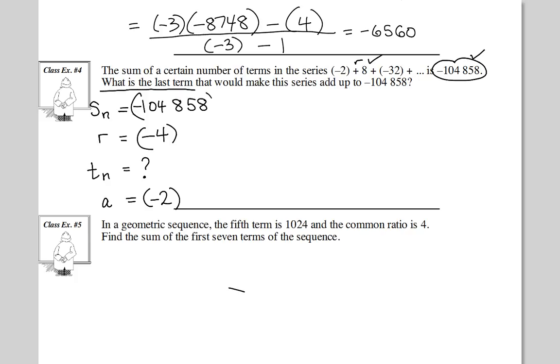All right, so do I use the first formula on that previous page or the second? Because the second one has Tn as an option, right? So let's just jot that formula down. Sn equals R Tn minus A over R minus 1. Now we substitute in what we know. And then we're going to have to solve for Tn.